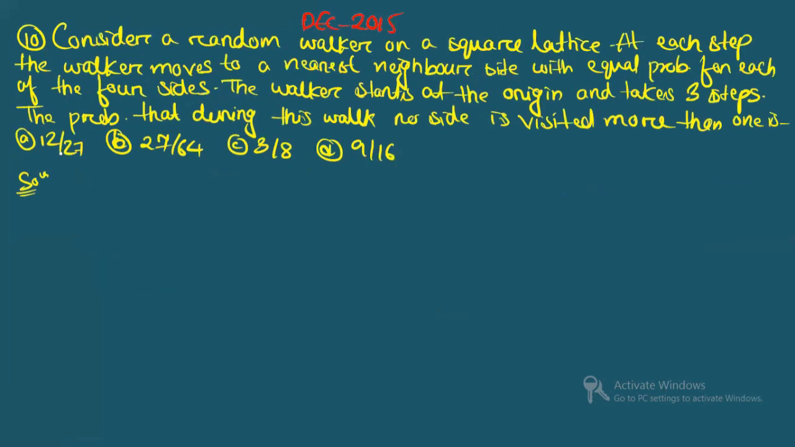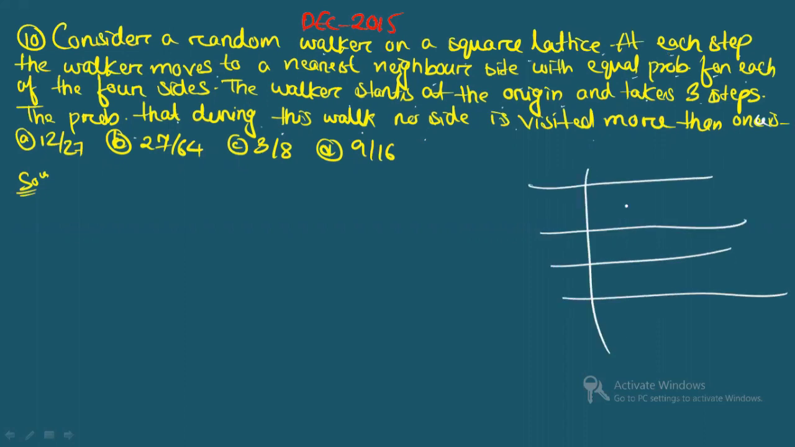Now we will see the next question. Question number 10 says, consider a random walker on a square lattice. At each step, the walker moves to a nearest neighbor side with equal probability for each of the 4 sides. The walker starts at the origin and takes 3 steps. We need the probability that during this walk, no side is visited more than once. This question we have already done in the lectures.